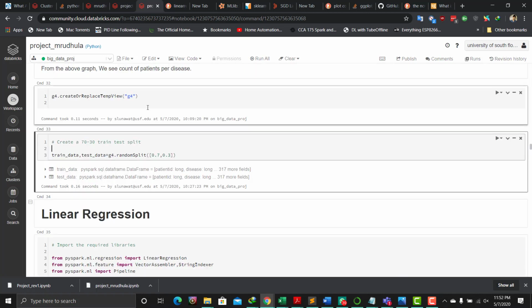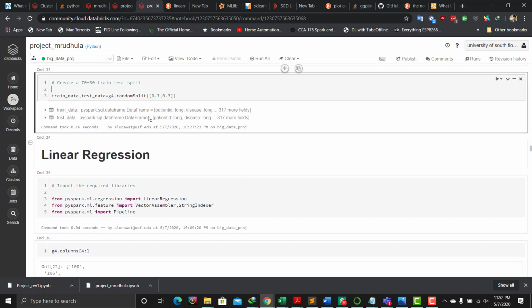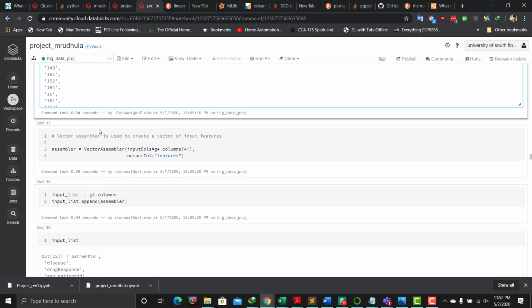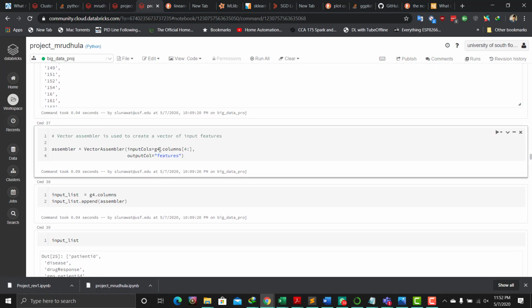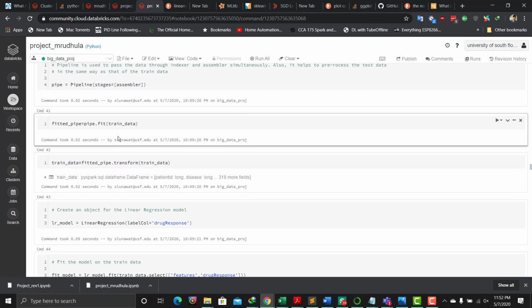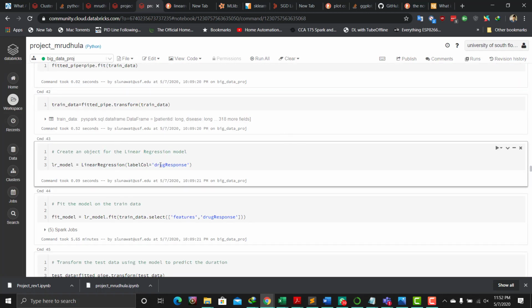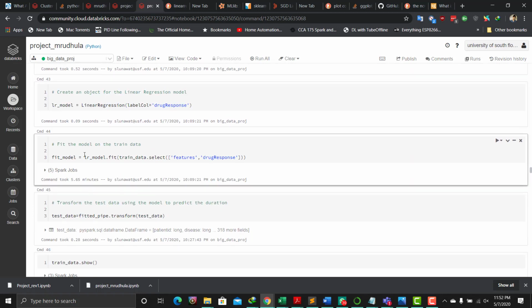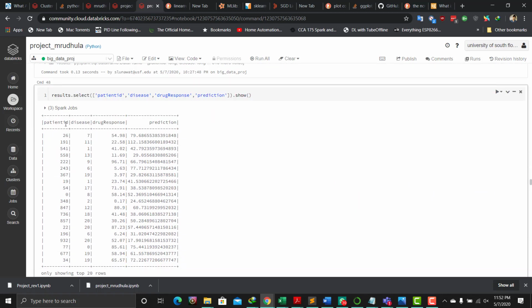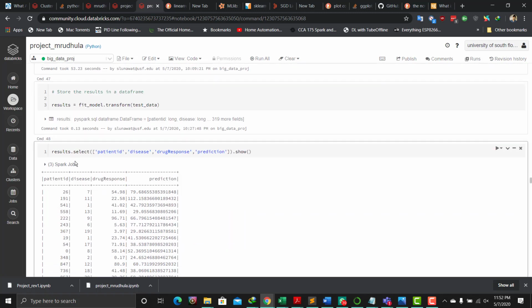Next is the modeling part in our project. We have used three models. The first one is the linear regression. While performing the linear regression, we have given all of the input columns, which are the gene expressions, and after that we have created a pipeline, and the target variable is the drug response which we want to predict. Once we fitted the model, these are the results which we got.